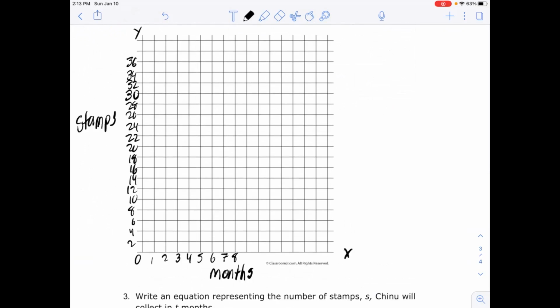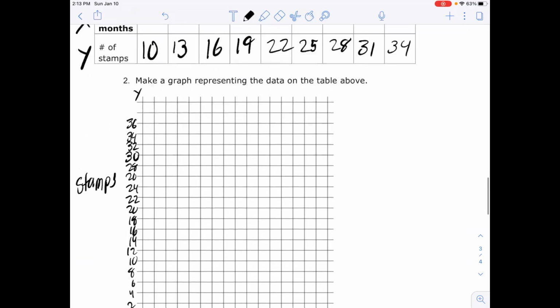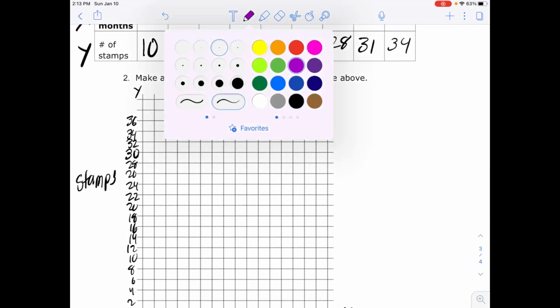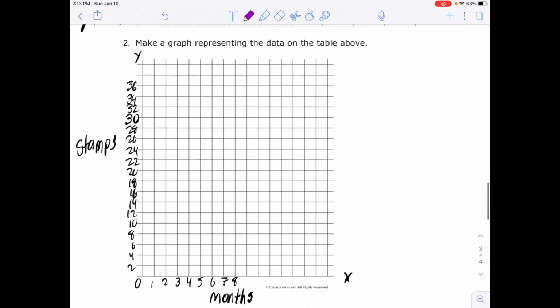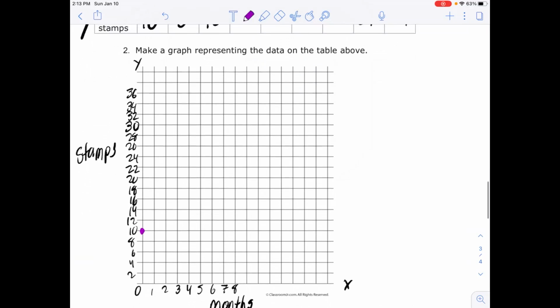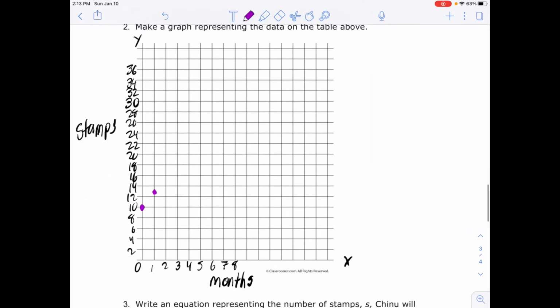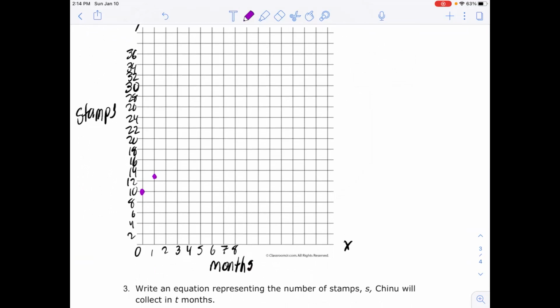All right. So now I have my graph set up. I have my X and my Y. I have them labeled. So now I can start with my points. My first point is the point (0, 10). So over 0, up 10. Next is (1, 13). Over to the 1, up to the 13. And we can continue. (2, 16).